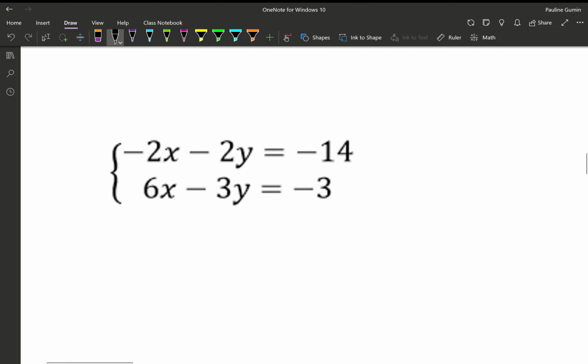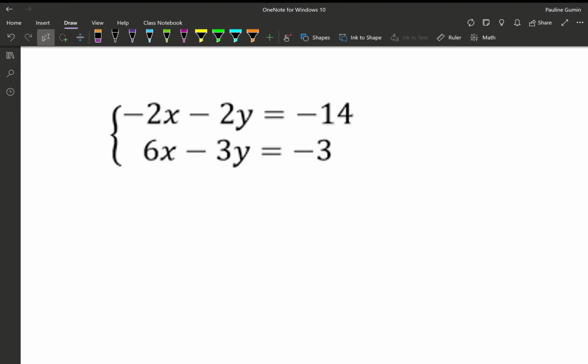All right, so in this problem, do you see any exact opposites? I don't. Now, we could get rid of the x's or the y's, but the y's both have negatives. The x has one negative and one positive, so I think I'm going to go for the x's because I think that'll be easier. So to make the negative 2 into a negative 6, because I want the x's to cancel, I'm going to have to multiply the whole top equation by 3.